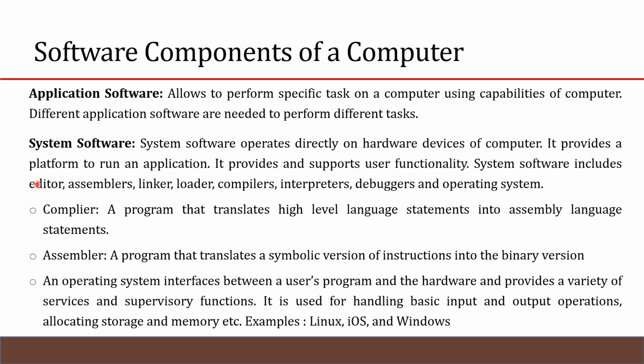Then let's look into the system software. System software operates directly on the hardware devices of the computer. It provides a platform to run an application. It provides and supports the user functionality. System software includes editors, assemblers, linker, loader, compilers, interpreters, debuggers, and operating system. A compiler is a program that translates high-level language statements into assembly language statements. An assembler is nothing but a program which translates the assembly language program into the binary version.